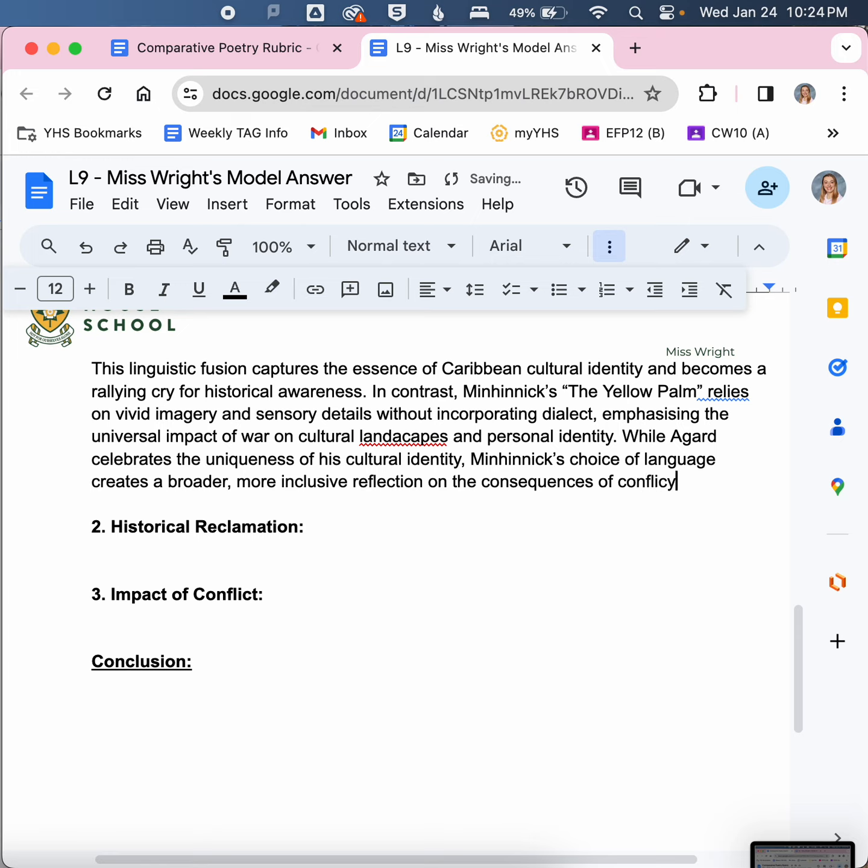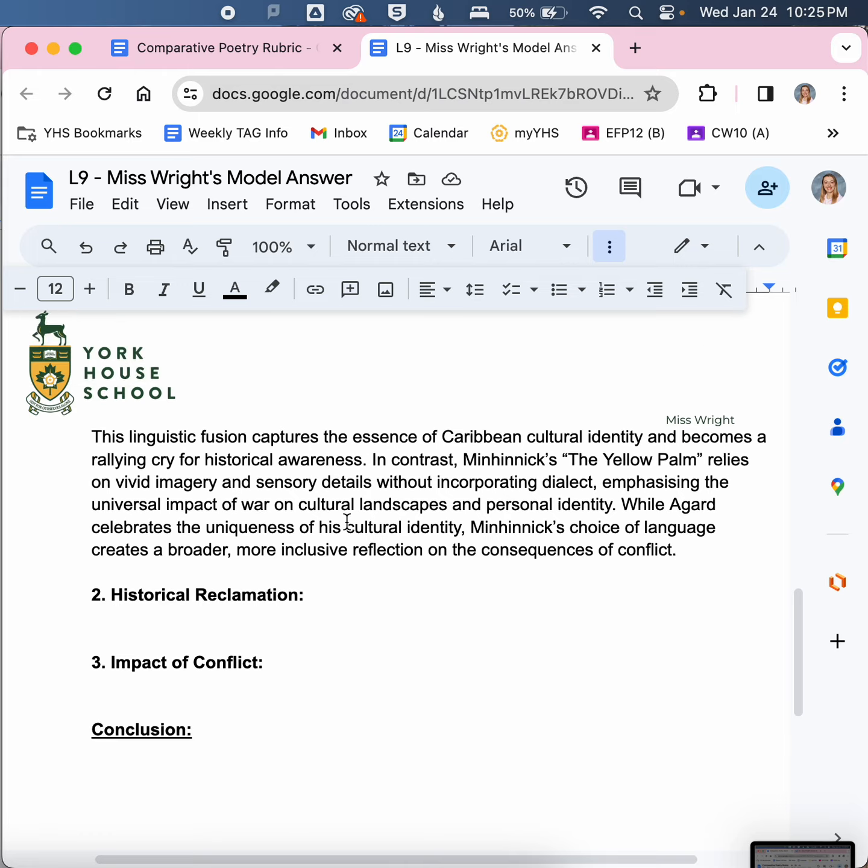Now I'm going to put a little, as a result of my analysis, I'm using my opinion here as well, which is okay. So as a result of the analysis that I've done between these things, I'm saying that Agard celebrates the uniqueness of his cultural identity, whereas Minhinnick's choice of language creates a broader, more inclusive reflection on the consequences of conflict. So we've got that idea between the micro, the personal, and the macro, the universal. So that's how I've decided to compare it. Now, I could say a lot more about this, but I'm aware that you've only got 60 minutes to write this thing.